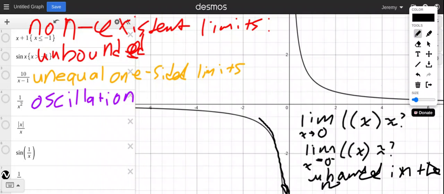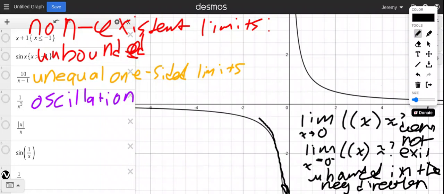so unbounded in the negative direction. So already, just for the fact that a one-sided limit is unbounded, we can immediately determine that the limit of L of x as x approaches 0 does not exist.